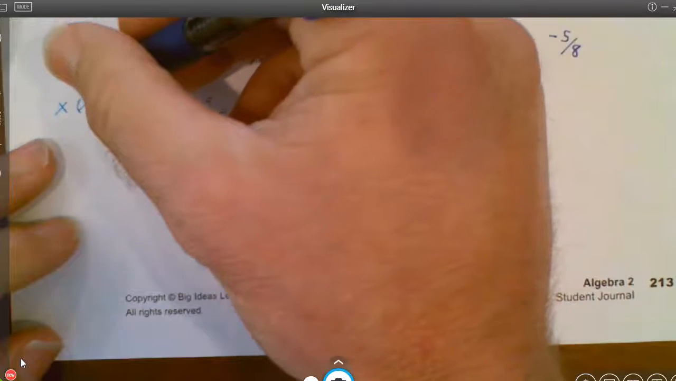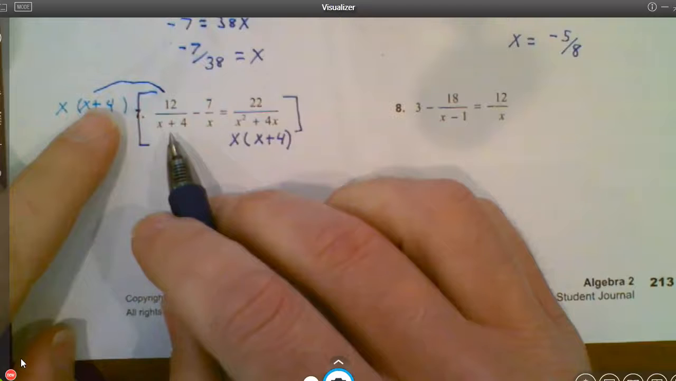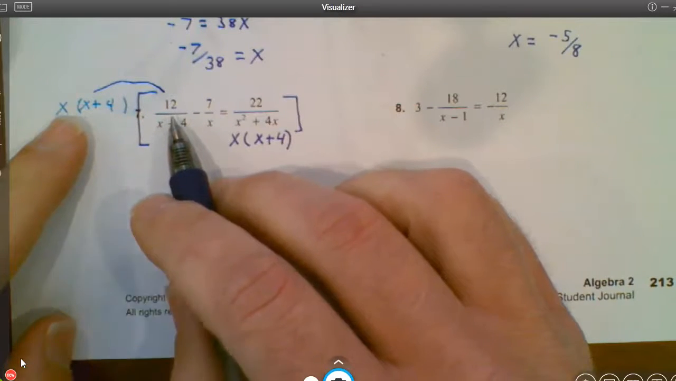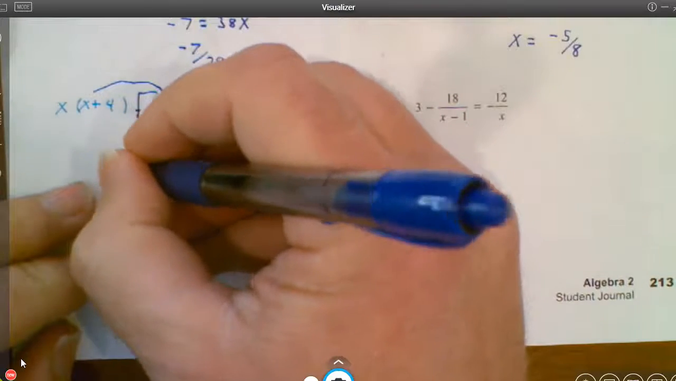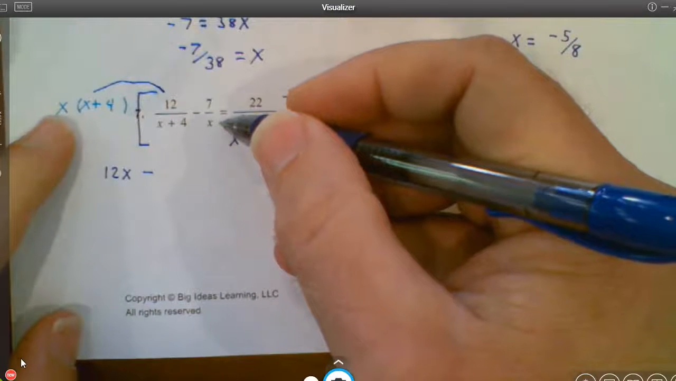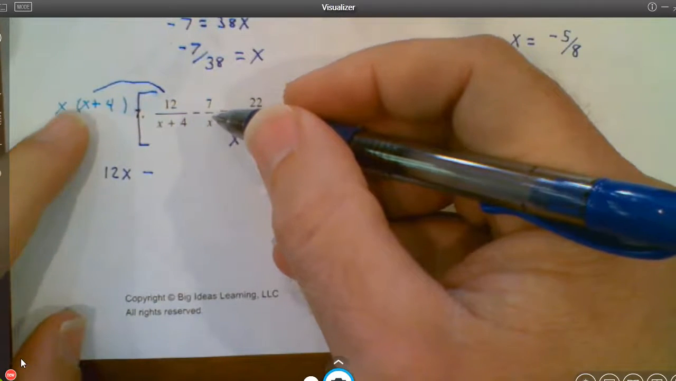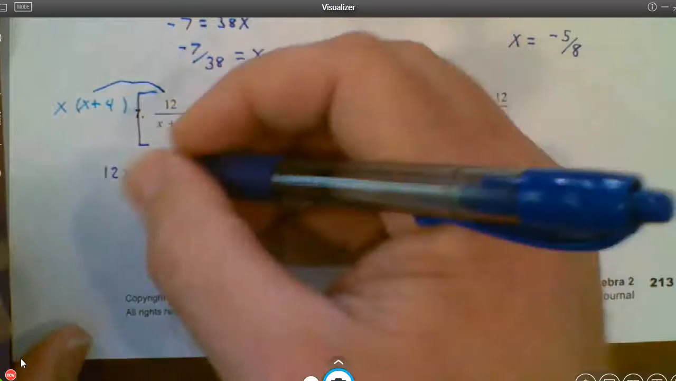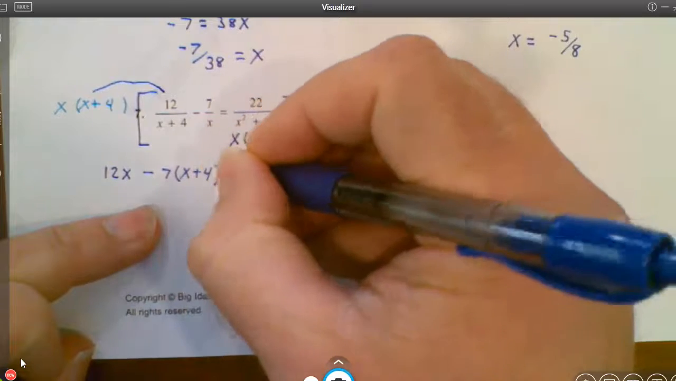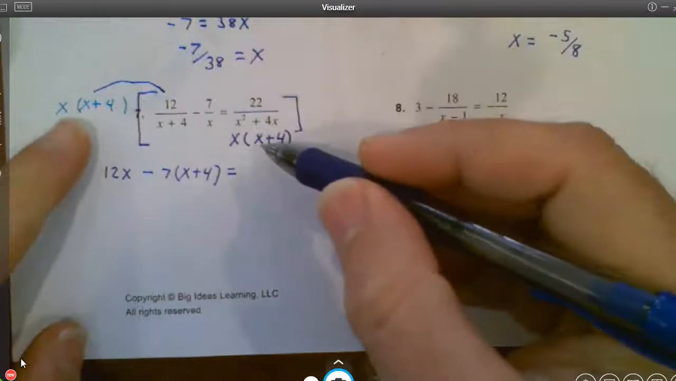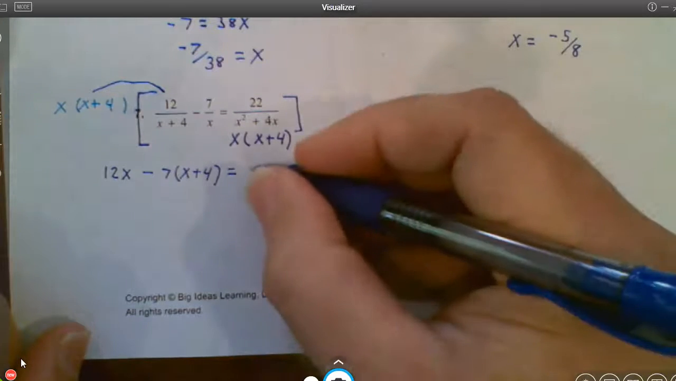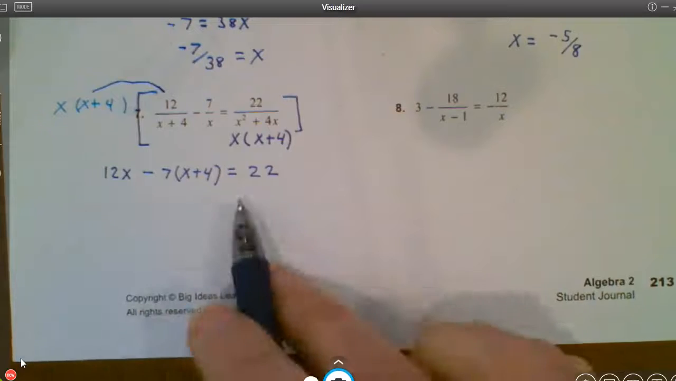As I start distributing here, if I distribute those to my first term, look at what would cancel. The x plus 4s would cancel, and all I would be left with is the 12 and the x. Now I'm just bringing down this minus sign. As we go to the middle term, you can see that the x's would cancel, and all I'm left with is the 7 and the x plus 4. Bring down that equal sign, and at the end, everything cancels, which is super nice. All I would be left with then is this 22 on top. And again, now you have a nice, easy equation to solve.